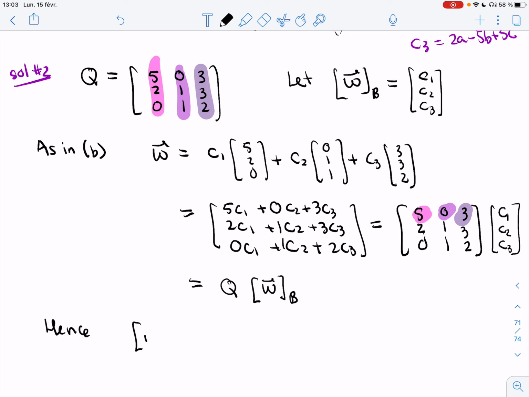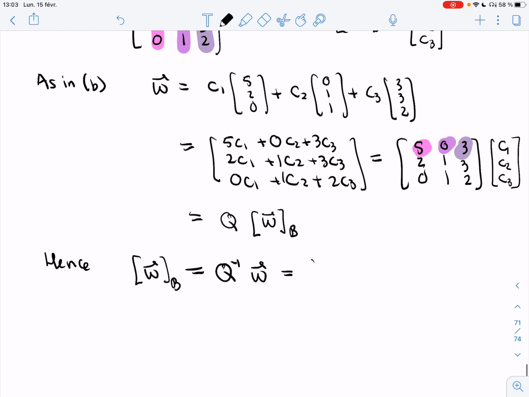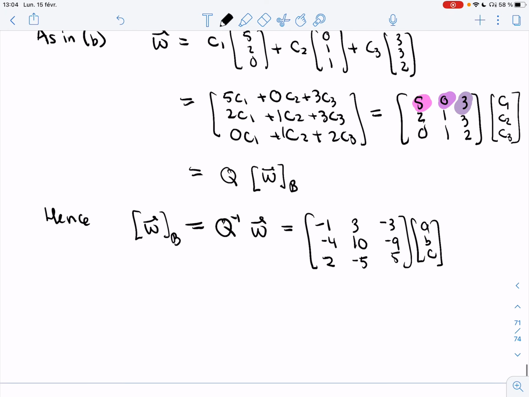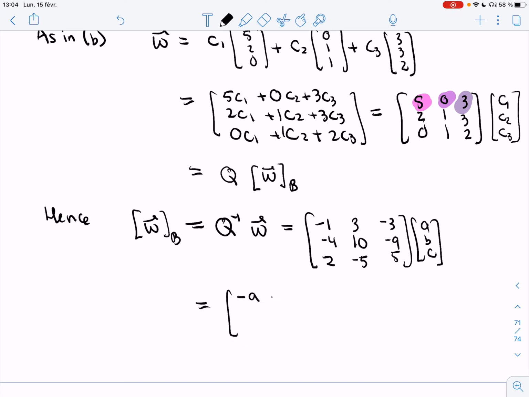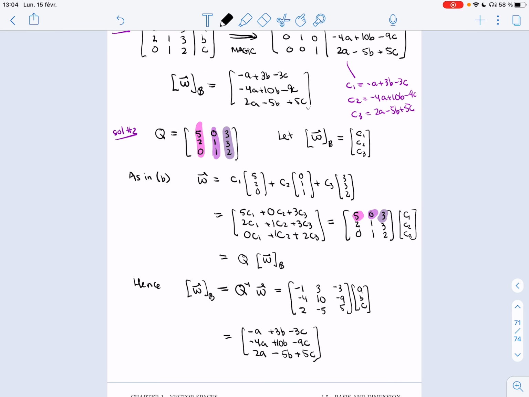And so if we actually want the coordinate vector, we could take Q inverse times w. And that Q inverse, I computed it using a computer, and I got the matrix with rows (-1, 3, -3), (-4, 10, -9), (2, -5, 5), times (a, b, c). And if you multiply it, you'll get minus a plus 3b minus 3c, minus 4a plus 10b minus 9c, and 2a minus 5b plus 5c. And it should match what we had here. They're the same.